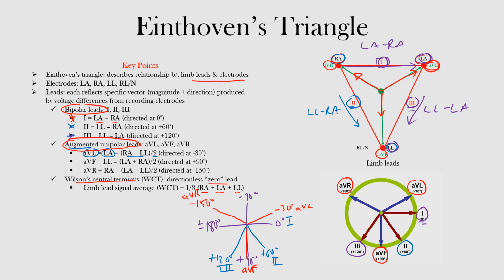Now remember, lead 1 is at 0 degrees, lead 2 at positive 60 degrees, lead 3 at positive 120 degrees, lead aVL at negative 30 degrees, lead aVF down here at positive 90 degrees, and then we have lead aVR at negative 150 degrees. Well, that's the end of this lecture. We discussed Einthoven's triangle. I hope you learned something.